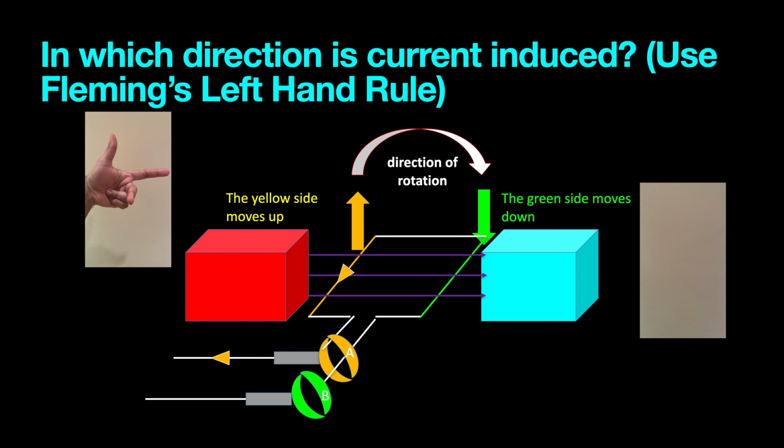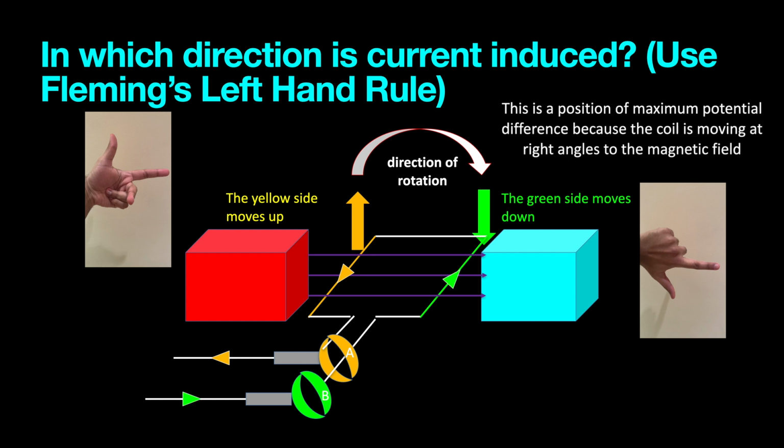Let's try it for the other side. In this case, our thumb will be pointing downwards because this is the motion of the coil. Our field will still point to the right, as is the direction of the magnetic field, and our current will be in this direction. This is the position of maximum potential difference. This is the position where the most current is induced, and this is because our coil is cutting the magnetic field lines directly.